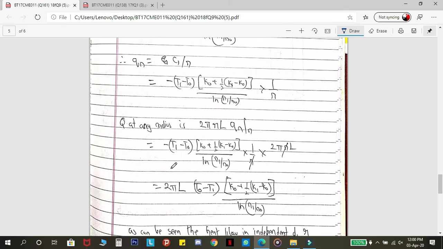Now the interesting thing to note over here is there is no radius component in this. So the heat flowing is independent of the radius. This again helps show that our assumption that there was no heat generation is valid.